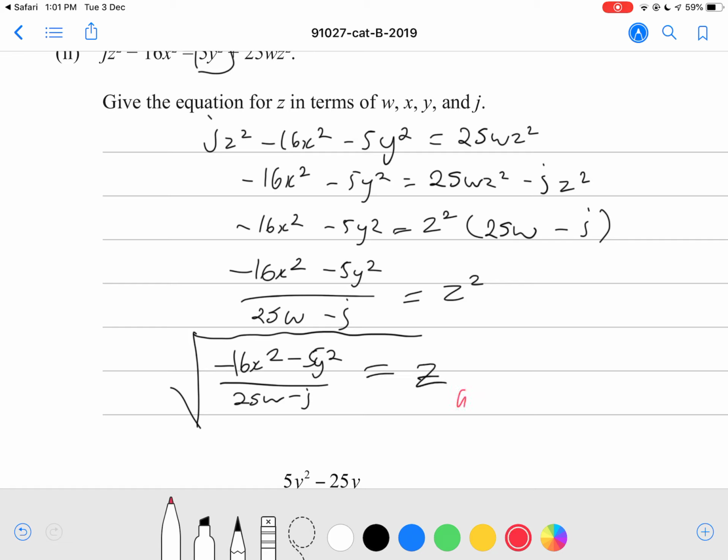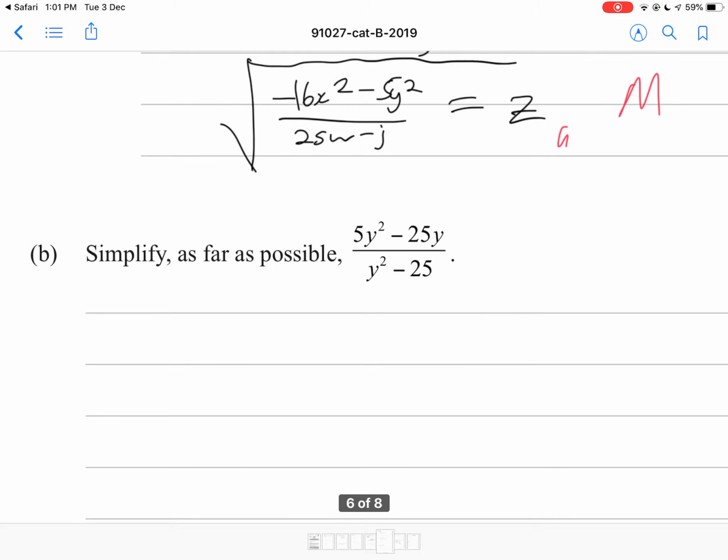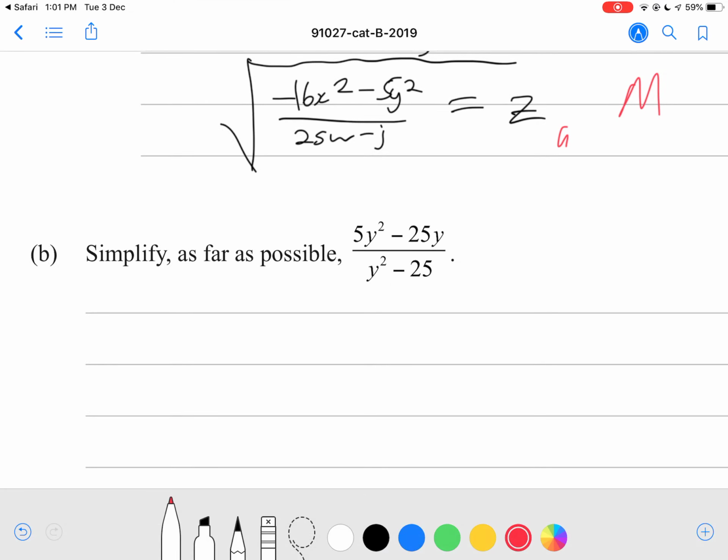And that should be your final answer, and this should be a merit level question. In terms of an achieved, if you are able to factorize up to here, I believe that should get you an achieved. Alright, simplify as far as possible: 5y squared minus 25y over y squared minus 25.